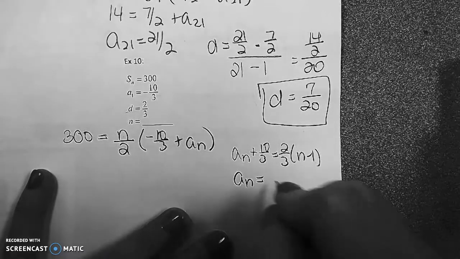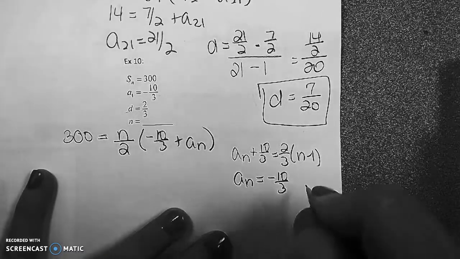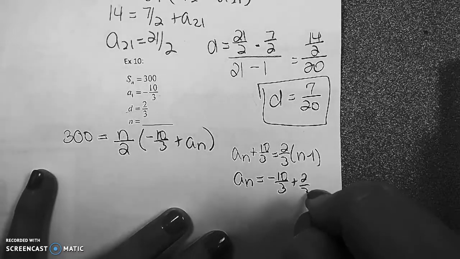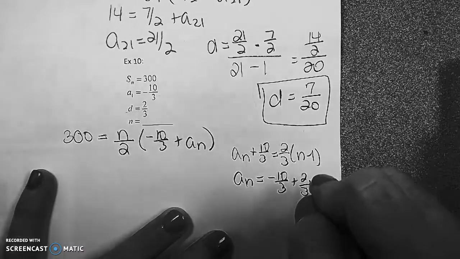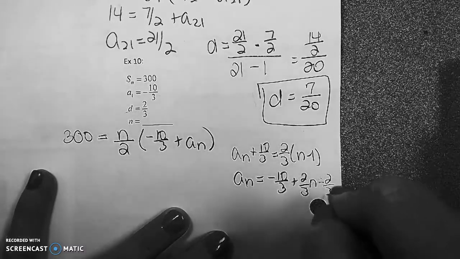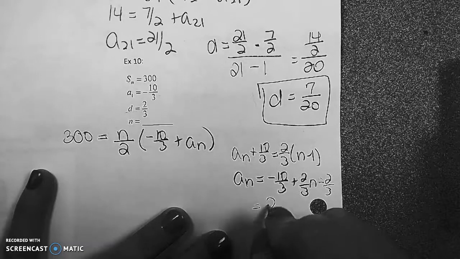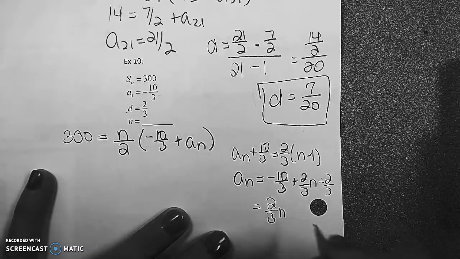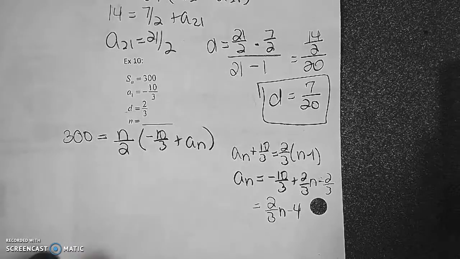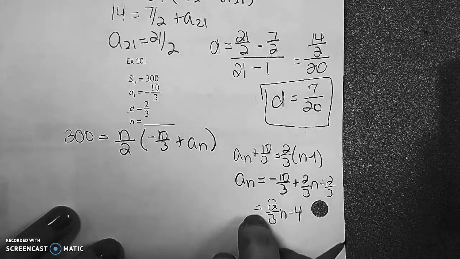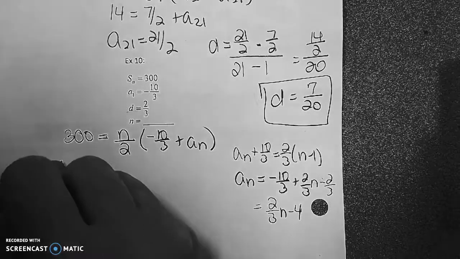So A sub n will equal negative 10/3. I'm going to go ahead and distribute, plus 2/3 n minus 2/3. Combine like terms, so 2/3 n minus 12/3, and negative 12/3 is negative 4. I now can plug this in every time I see A sub n.